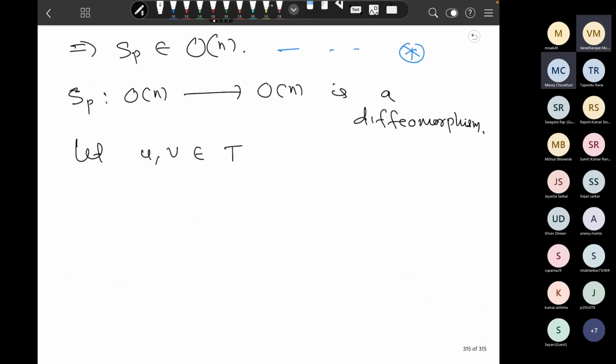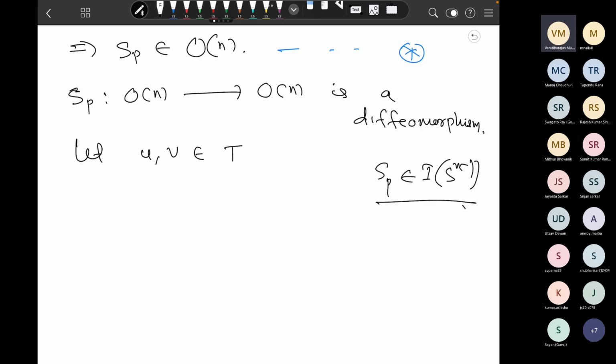SP is a map from S^(n-1) to S^(n-1), right? SP is an orthogonal map, so SP belongs to O(n). I want to show that SP is an isometry. No, you have to do it over S^(n-1). So SP is an isometry of S^(n-1). But you have written SP is a mapping from O(n) to O(n). Oh, S^(n-1) to S^(n-1). Sorry.